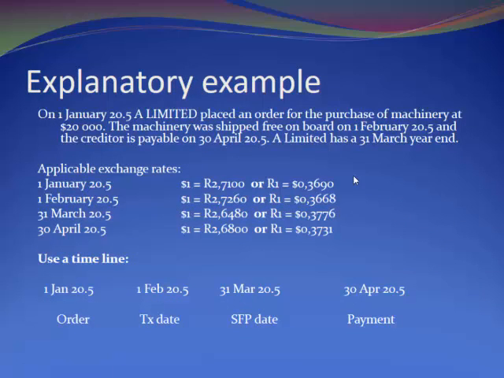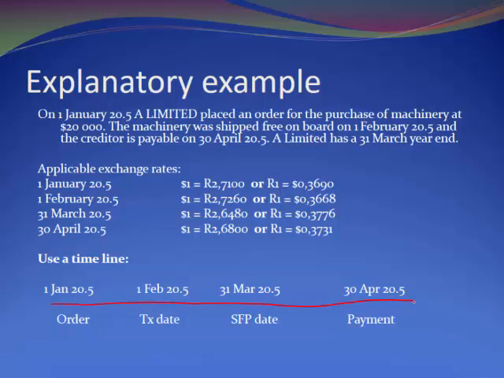On 1 January 20.5, A Limited placed the order for the purchase of a machinery at $20,000. This machinery was shipped free on board on 1 February 20.5, and the creditor is payable on 30 April 20.5. A Limited has a 31 March year end. Now what do we have to have a look at? Firstly, you're going to look at your timeline. So you have to draw up a timeline for this. So there you are, draw up your timeline.